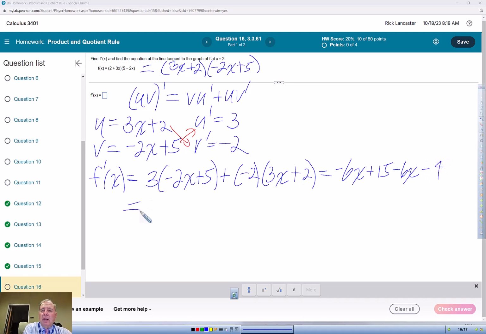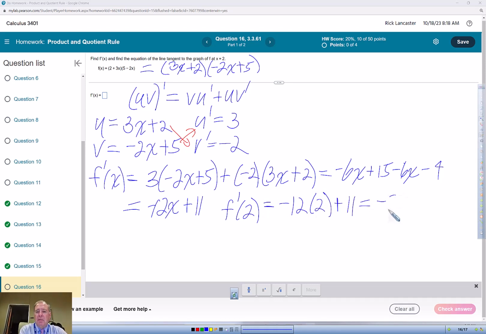So if we collect like terms, we get negative 12x plus 11. I'm going to need the slope of my original function at x equals 2. So I'm going to go ahead and evaluate the derivative at x equals 2. Negative 12 times 2 plus 11 is negative 24 plus 11, which is negative 13. So my slope is negative 13.